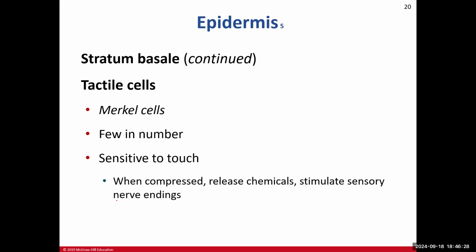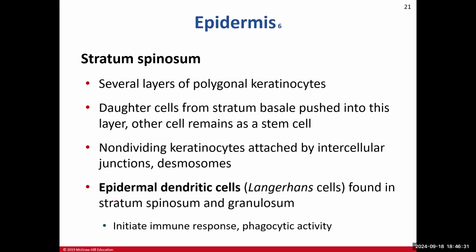So let's migrate up to our next layer, which is called the stratum spinosum. Here is where all the freshly brand new keratinocytes have just moved into. And so they start to form those adhesions with their neighboring cells. Before they start to produce the keratin, they've got to make those tight junction relations with each other. So they're tightly packed in there. Also, what we're going to see are our immune cells, of this class called Langerhans cells or the epidermal dendritic cells.